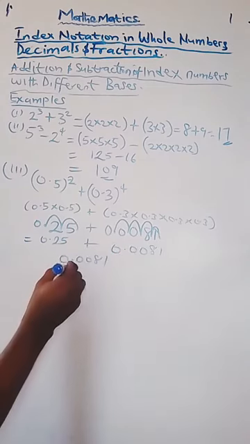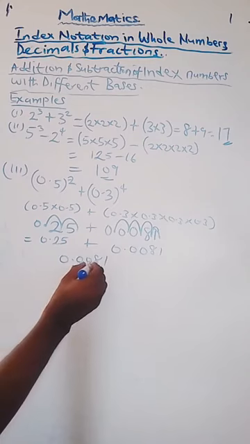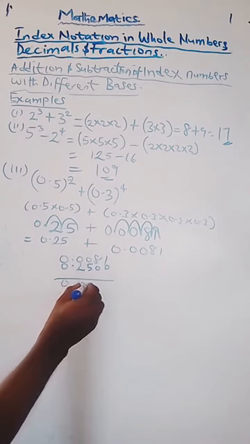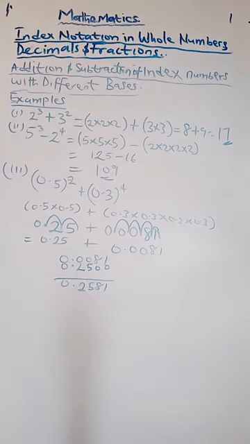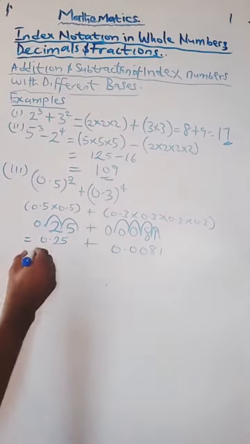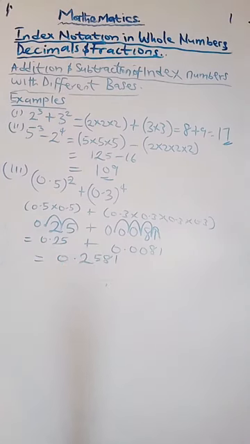You know how to do this. Place your points here. If you don't know how to do it, watch our previous video on addition of decimals. This will be 2, 5, balance it to 0, 0. So what do you have? 0.2581. If you use a calculator, that is what you're going to get. So the answer is 0.2581. So the final answer for this one is 0.2581. So that's how to solve that.